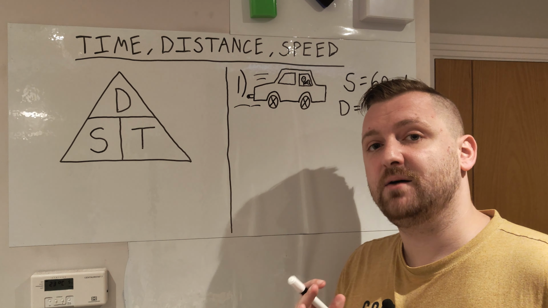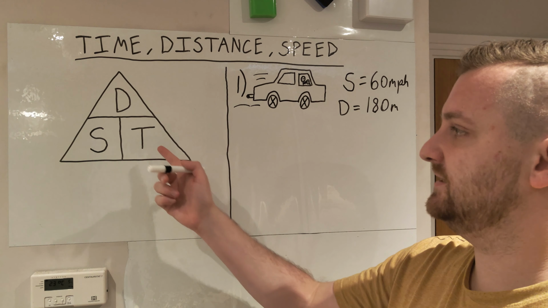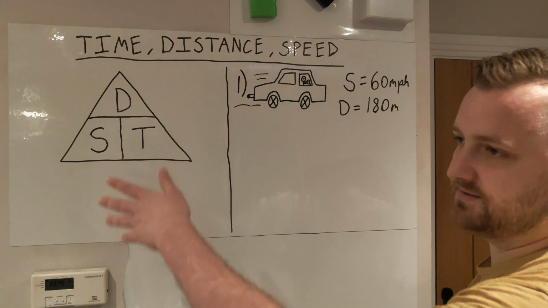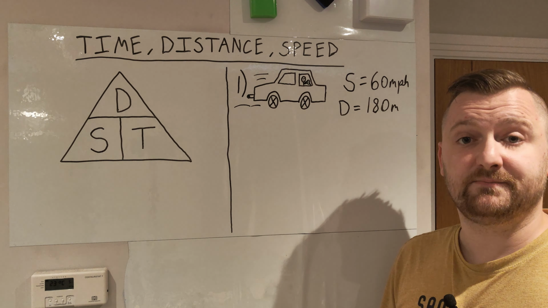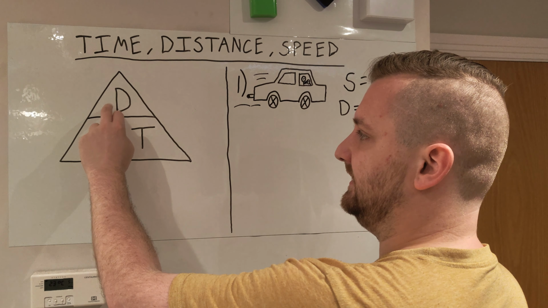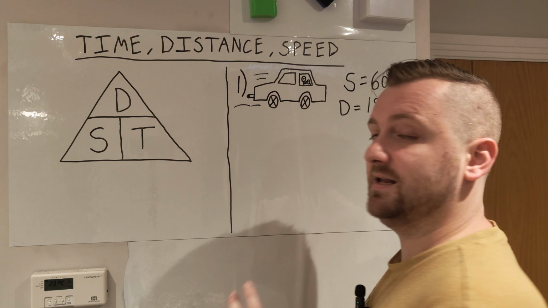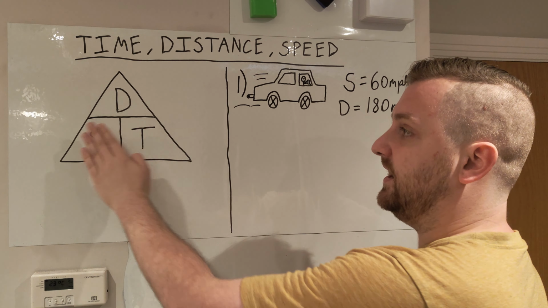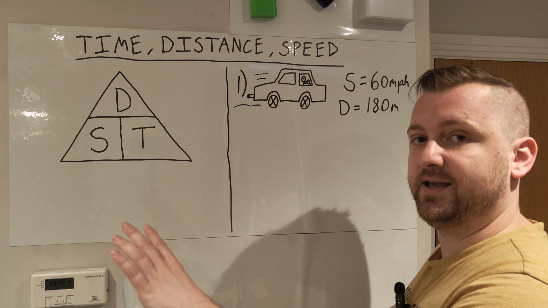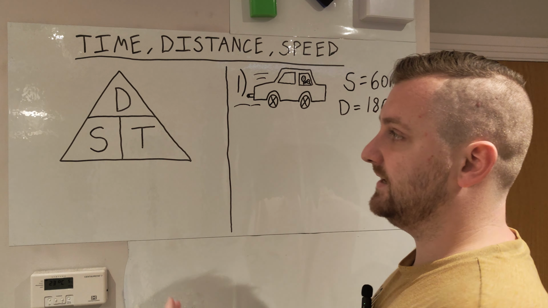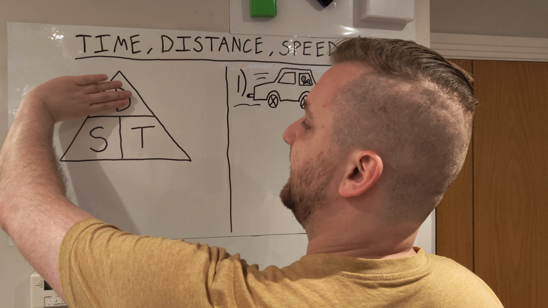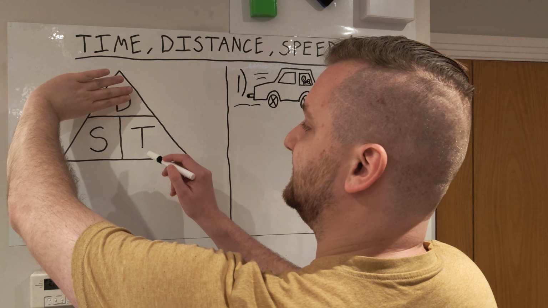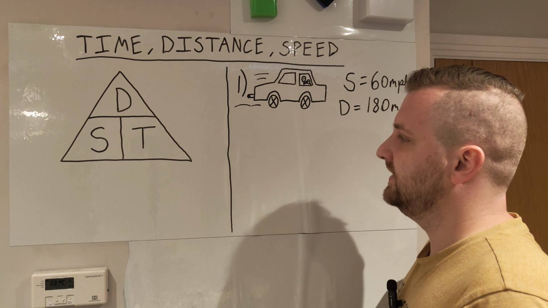Hey everyone, so today I'm going to explain the distance, speed, time triangle, or time, distance, speed. I guess it doesn't really matter how you say it, but we've got the distance, speed, and time in a triangle, and if you cover up one of them, it will show you how to work it out. So for example, if we want to work out distance, we'd cover it up, and that leaves us with s times t. It'd be speed times time.